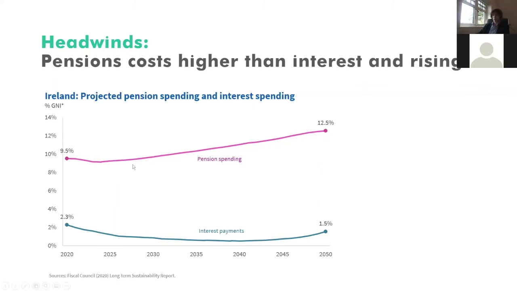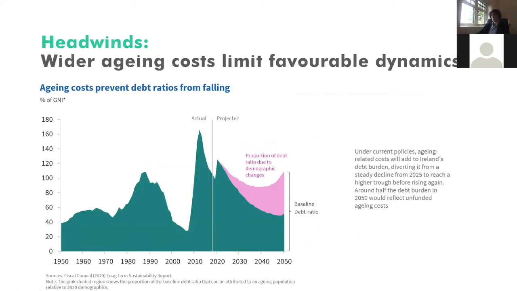And we can see that if we set that against interest payments, those are very favorable and will likely reduce or stay very low over the whole forecast horizon. We can see this large pressure on deficits from the pension side. And that's also true of health costs, for example. And it's going to have implications for growth.